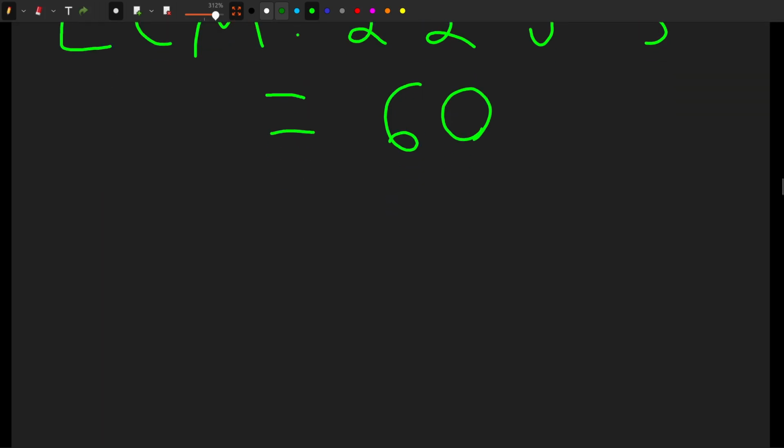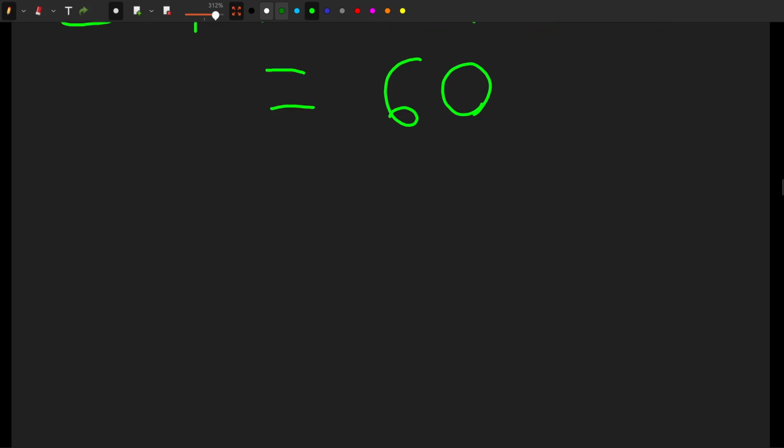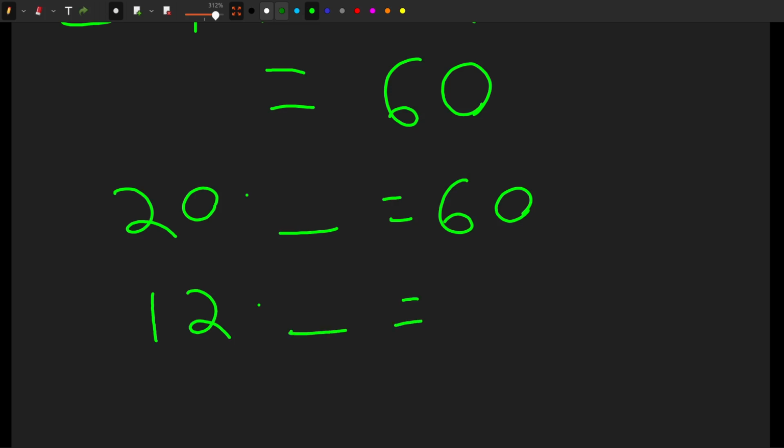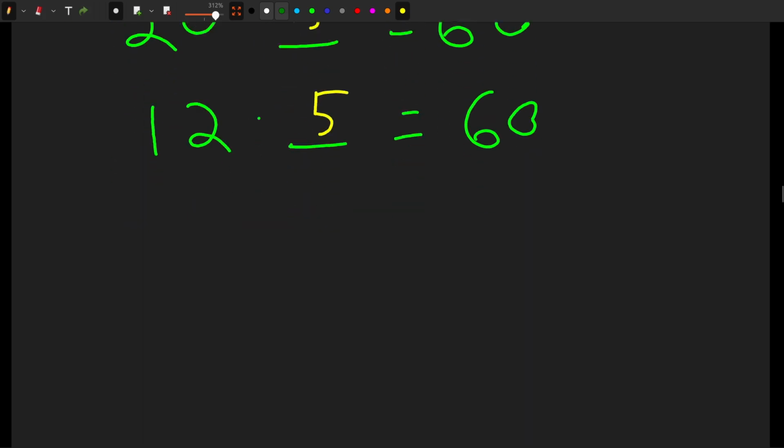So if we look back at our original fraction, we had 12 over 20 and 5 over 12. So we need to figure out what do we multiply 20 by to get to 60? And then what do we multiply 12 by to get to 60? 20 times what gets to 60? That would be 3. And then 12 times 5 gets us to 60. Okay, so those are the two numbers we need to multiply by.